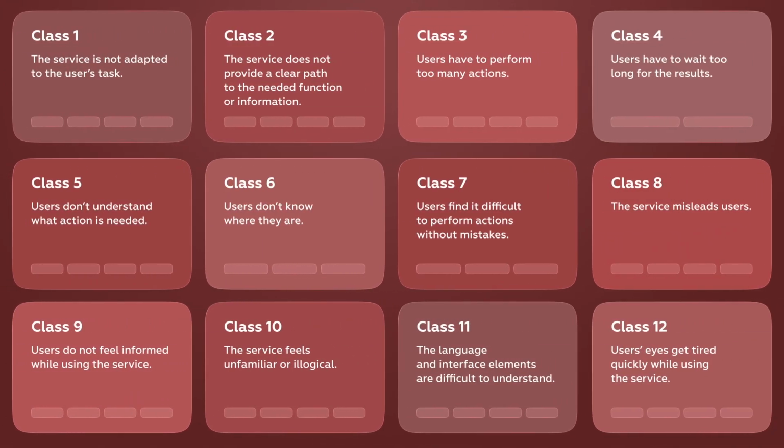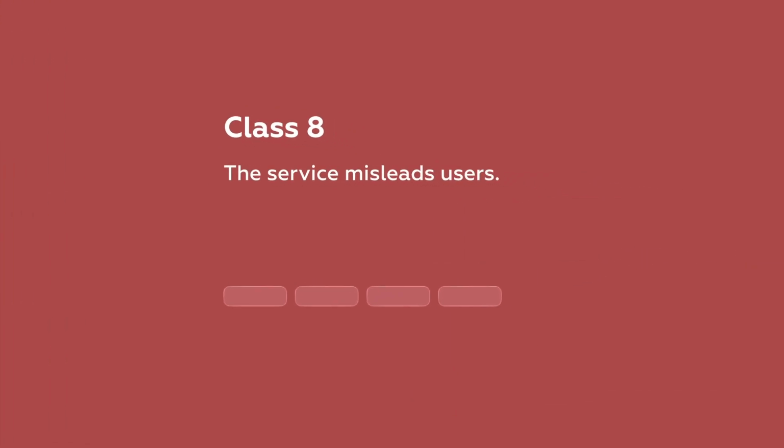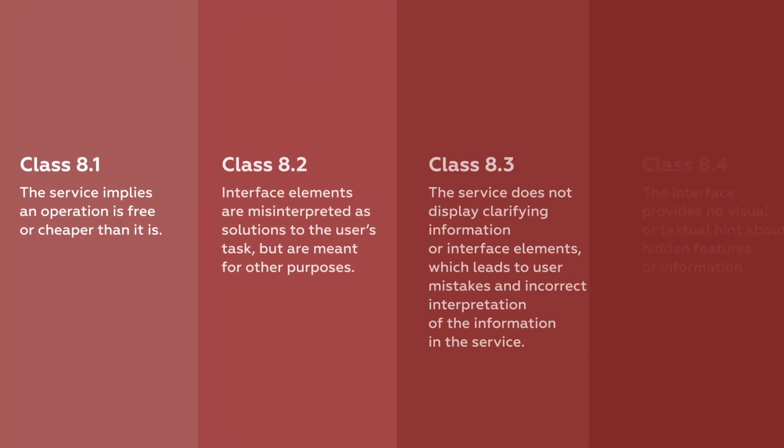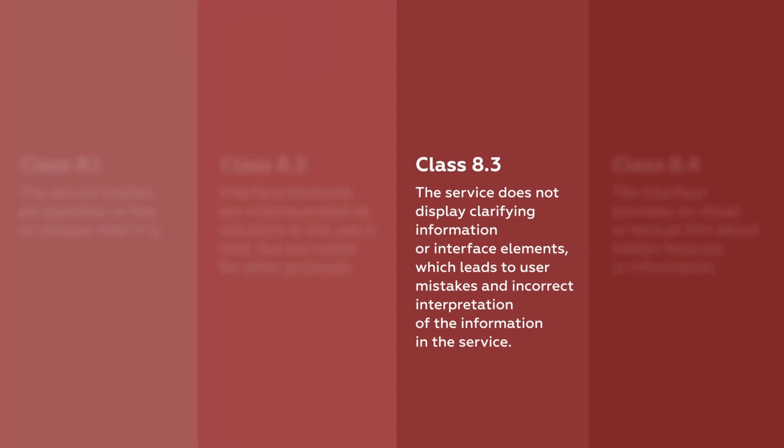Today, I will talk about UX issues that undermine user trust. In our UX problem classification, class number 8 plays an essential role. Consider the case when a service misleads its users. It could take many shapes. One of them is when a service fails to display clarifying information or interface elements. This is class 8.3. Absence of information often leads to misinterpretation, user mistakes, and wrong decisions.